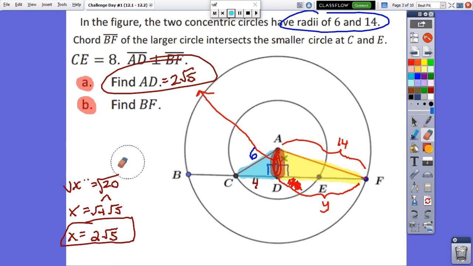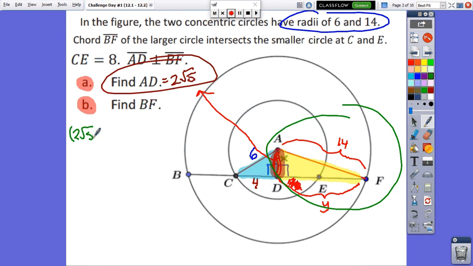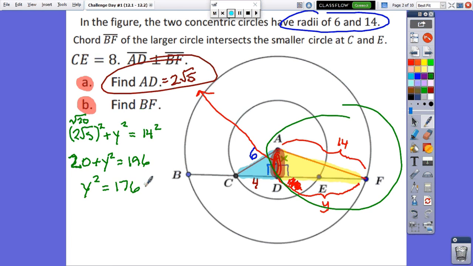All right, so let me erase this little bit of work over here. And now let's set up the new Pythagorean theorem with this. So this is going to be 2 root 5 squared plus y squared. Remember, y is that whole DF piece, equals 14 squared. And so 2 root 5 originally came from the square root of 20. So if I unsimplify my 2 root 5 back to a square root of 20 and I square a square root of 20, I'm going to get 20. So 20 plus y squared equals 14 squared, which is 196. Subtract the 20 over to the 196 and we get 176.